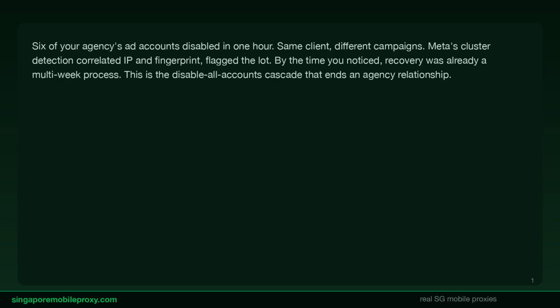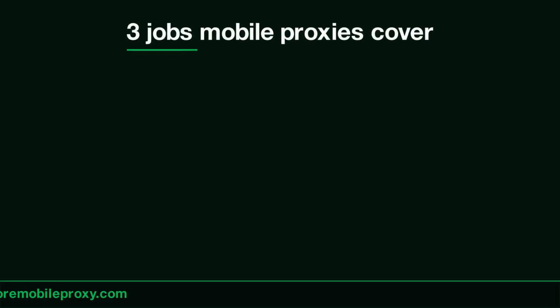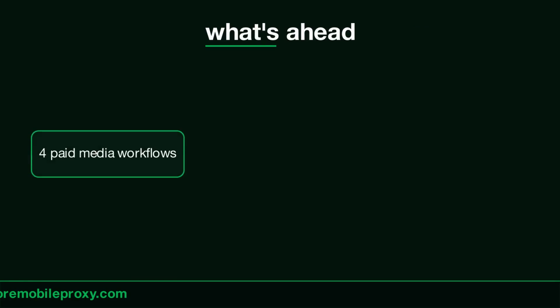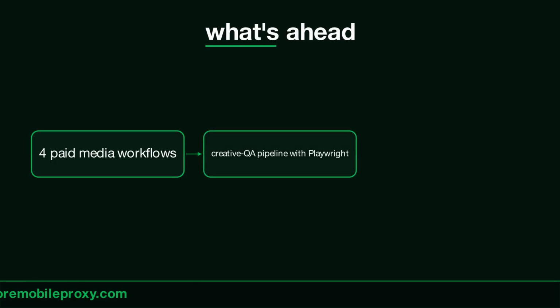Mobile proxies for paid media buyers cover 3 jobs corporate networks do badly: ad QA across geo-synced devices, competitor ad monitoring with audience emulation, and account isolation when you operate multiple ad accounts. The platforms on the buy side, Meta, TikTok, Google, run aggressive bot detection on the consumer surface and aggressive cluster detection on the operator surface. Mobile proxies are how you stay clean on both.